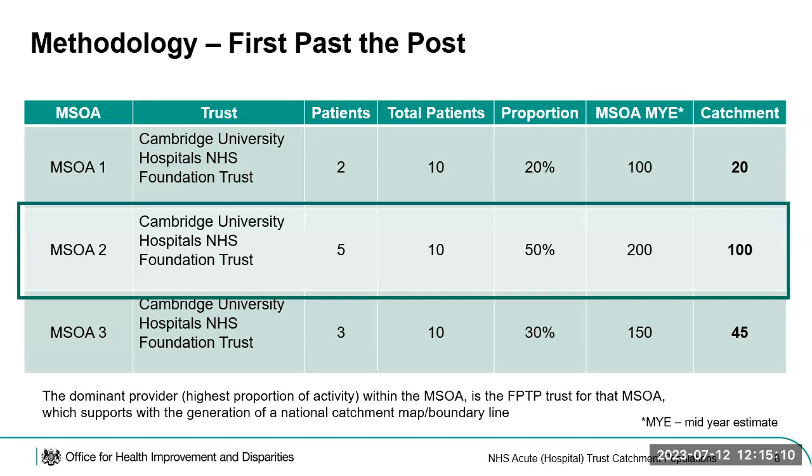But what we also do is we identify the MSOA that has the highest proportion of activity to that trust. And then we can define a clean, defined lookup list for dominant providers for that MSOA. We identify what we call the first past the post. And in this example, MSOA 2 has the highest proportion. So for that MSOA, Cambridge University Hospitals Trust is identified as the dominant provider.